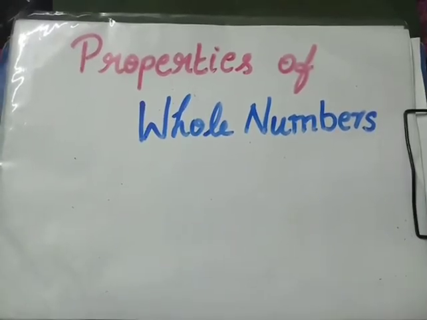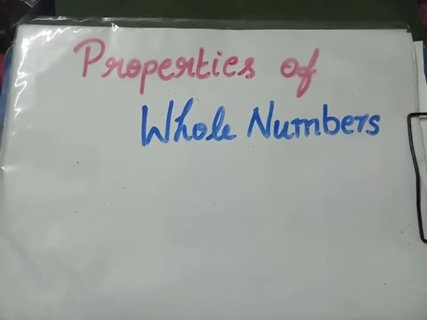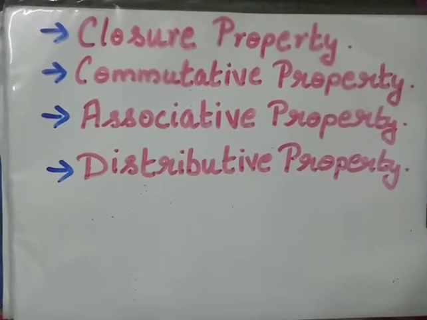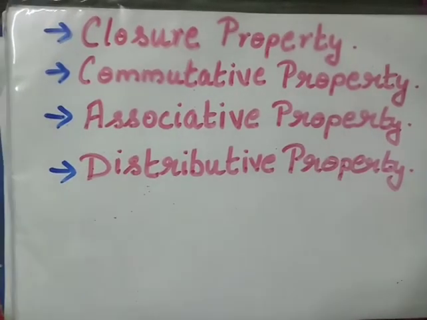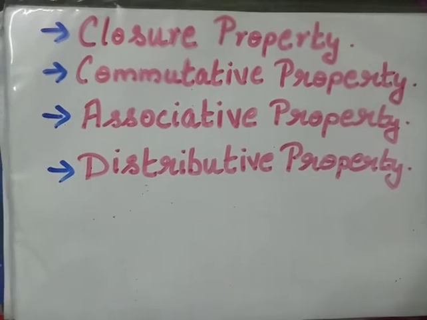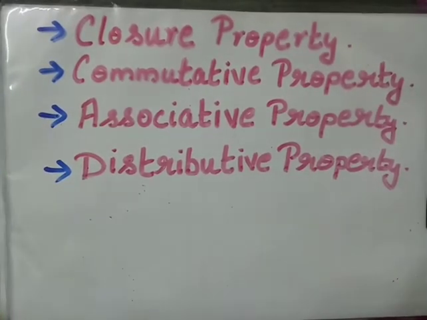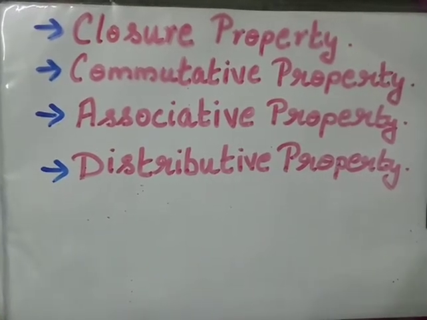Hey everyone, in this video let us learn the properties of whole numbers. So in this video we will be discussing the four main properties of the whole number: closure property, commutative property, associative property and distributive property. So let us start with closure property.